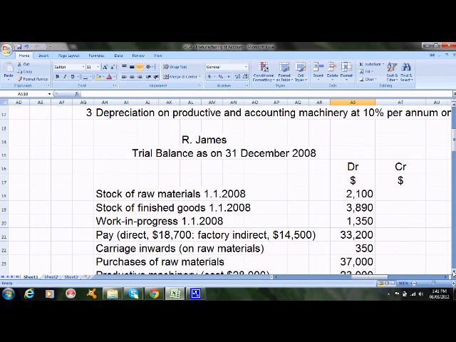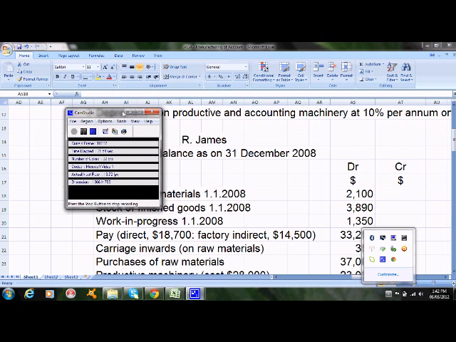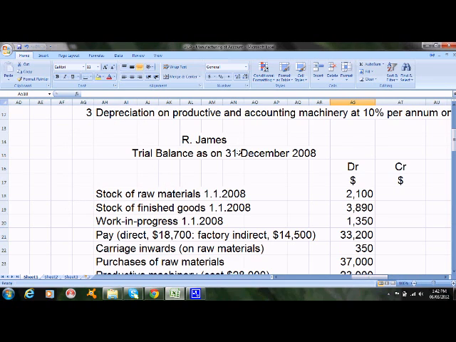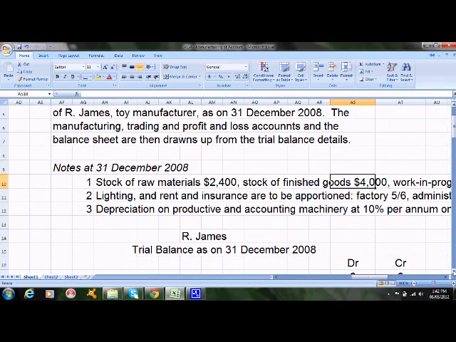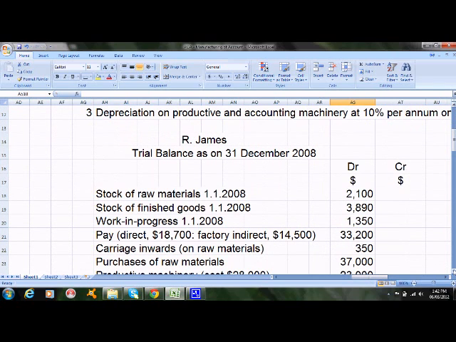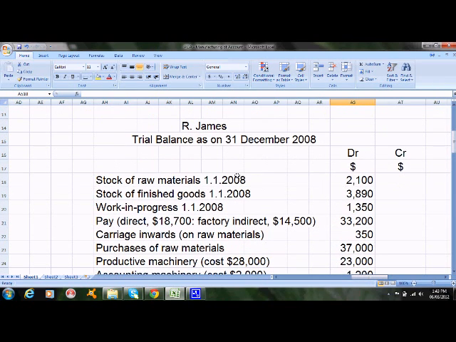Now we will go to our trial balance. Alright, now R. James trial balance as on December 31, 2008. Please pause the video and write down this information as we go along. Pause the video each time we reach a new point, and write down the information as you go along, please. Let's write it down. Trial balance as on December 31, 2008. Stock of raw materials, 1st of January 2008, 2,100. Stock of finished goods, 1st January 2008, 890. Work in progress, 1,250 for the 1st of January 2008.